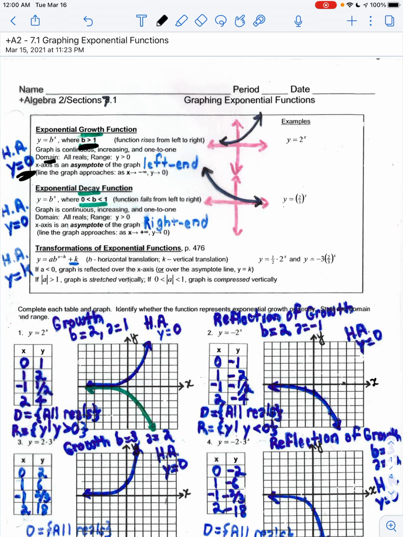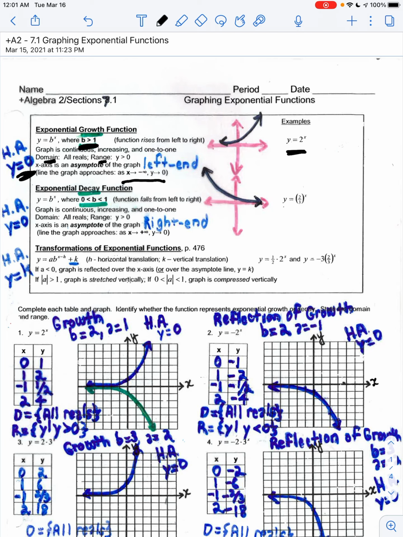You can see that there. And the range is y greater than 0. And as I said, the horizontal asymptote is y equals 0. And on the left end of the graph, as x approaches negative infinity, y will approach 0 because it gets as close to 0, as close to the x-axis as possible without crossing it. An example of this type of function would be y equals 2 to the x. And we can make tables of values to help us graph them. We'll see that below in a moment.